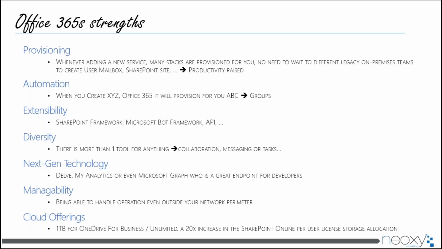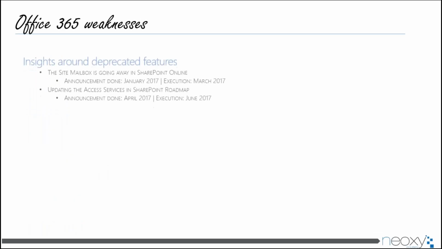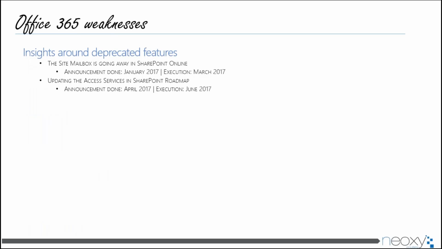You also have the bad part of Office 365, or let's call it the weaknesses of Office 365. The first biggest issue I see on being productive is the insights around deprecated features. And let me give you 2 examples. Like, you have the site mailbox or the access services. Both of them have been deprecated and even removed from Office 365, which is all okay. I do agree with that.